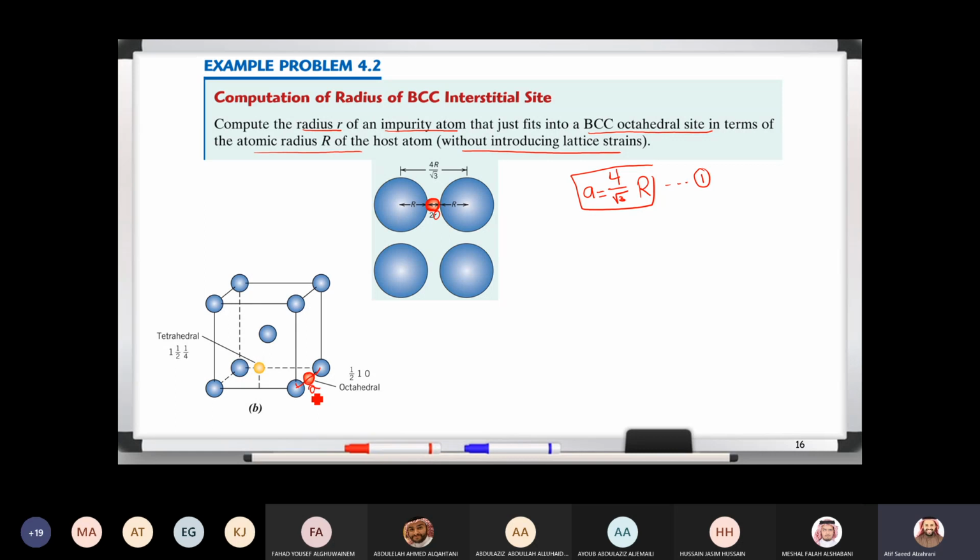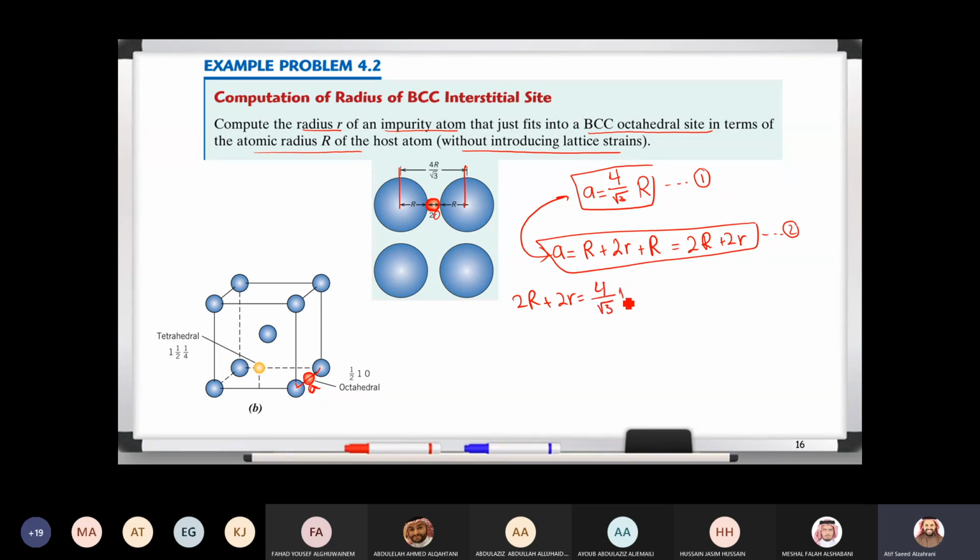Relationship number 2: if you look at the a, which is the same thing as here, we are talking about a is equal to R plus 2 small r plus R, meaning 2 capital R plus 2 small r. And this is relationship number 2. So we can equate both of them, and we will have 2R plus 2 small r is equal to 4 over square root of 3 R.